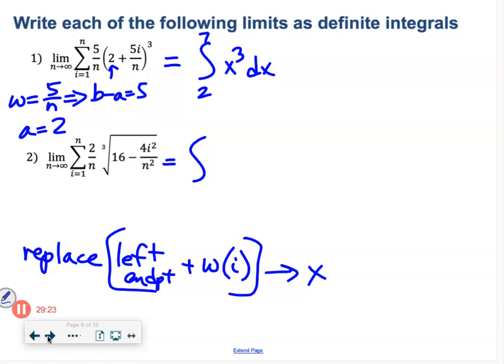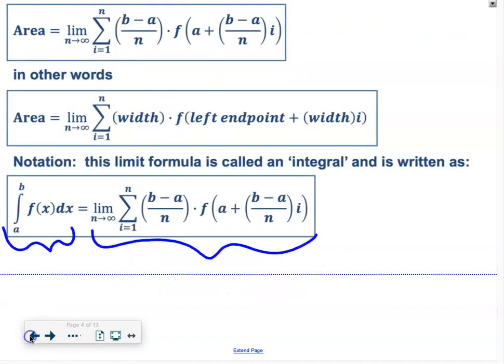I'm just confused with the W. Like, how would you know that it was 5? Well, it's not 5. It's 5 over n. The width is 5 over n because our formula, the limit of the sum of, is your width times stuff plugged into your function. So whenever you see number over n that's being multiplied by other stuff, that number over n is going to be your width.